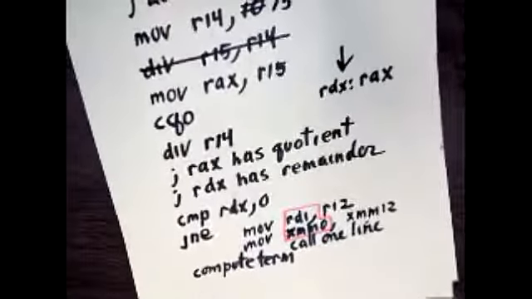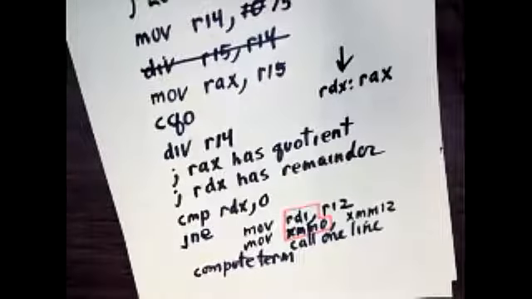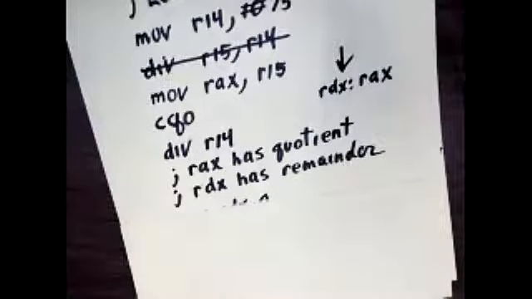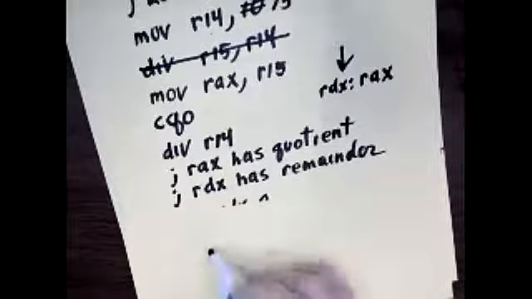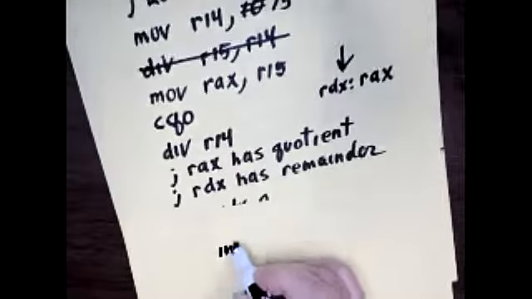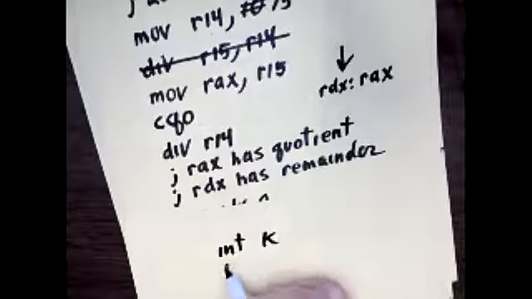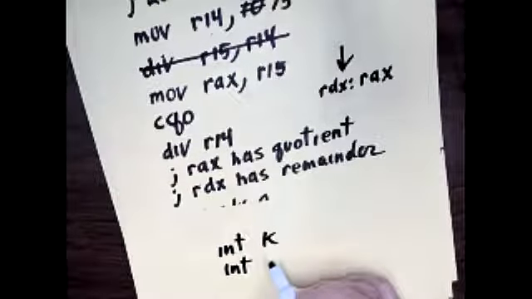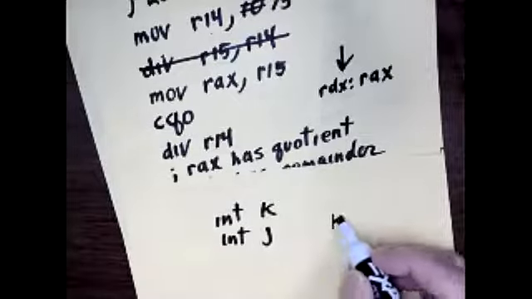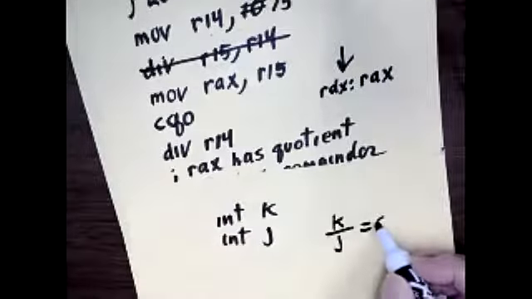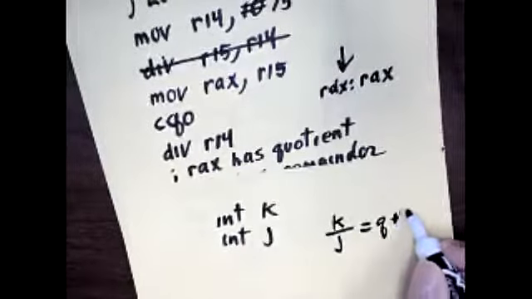I don't think I ever lectured on that before. Let's just make it solid in your mind. In C++, if you have two integers, int k and int j, and you're going to divide them, K divided by J gives you a quotient plus a remainder.